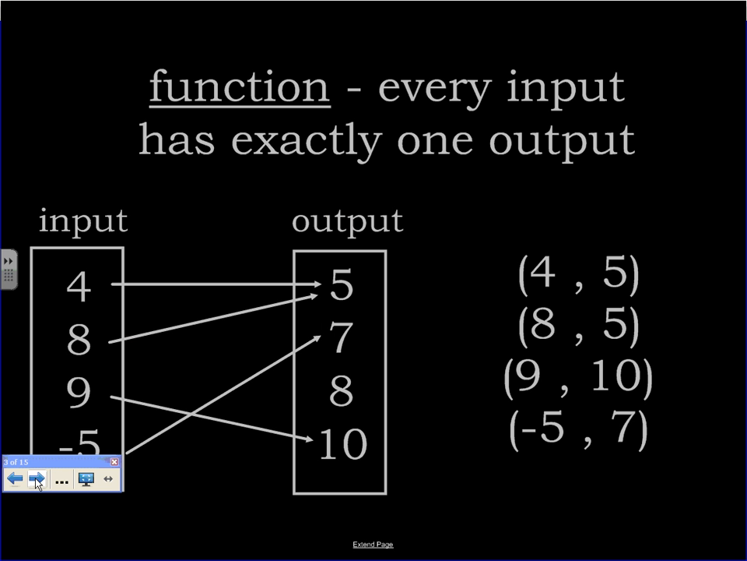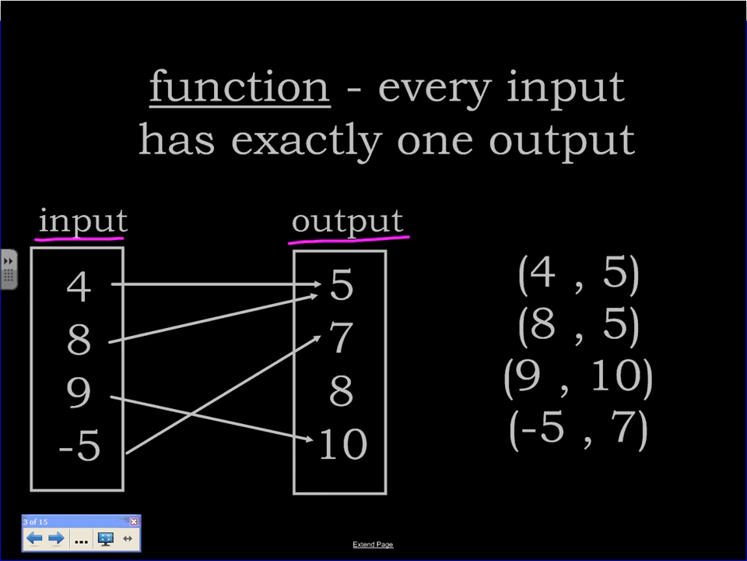So let's say, for instance, the definition of a function is every input has exactly one output. If we look here at this relation of numbers, you have the inputs on the left side, and you have the outputs on the right side. Let's look at these inputs. 4 goes with 5, and we can write that as an ordered pair, 4, 5. 8 also goes with 5, and there's the ordered pair, 8, 5.